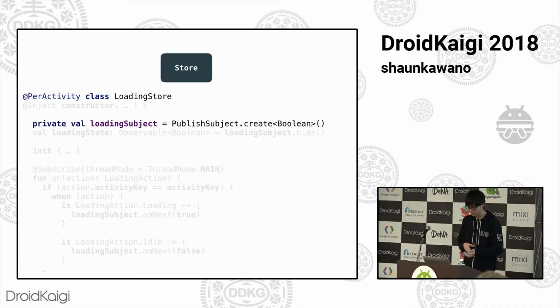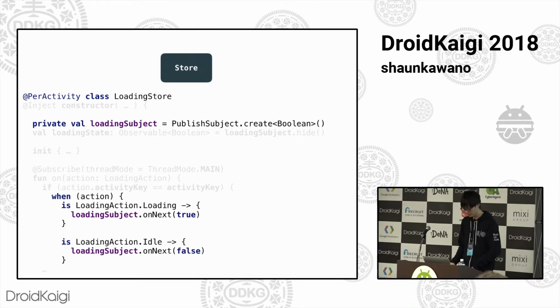Inside loading store, we have a publish subject called loading subject. It has Boolean type, and when the action is dispatched, it checks the type. If the loading action is loading, we pass true to the publish subject, and if it's idle, we pass false.